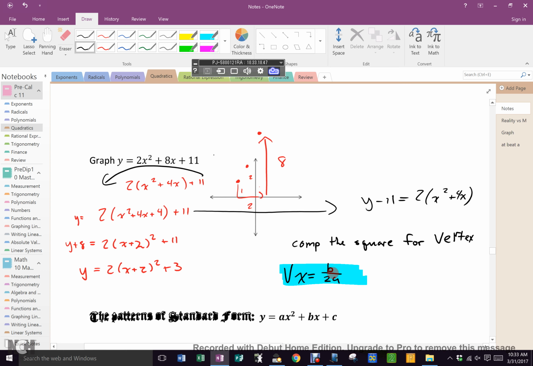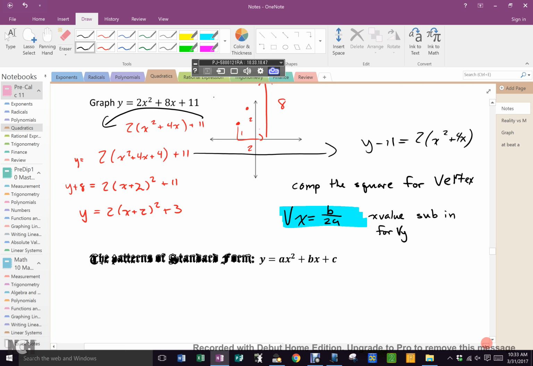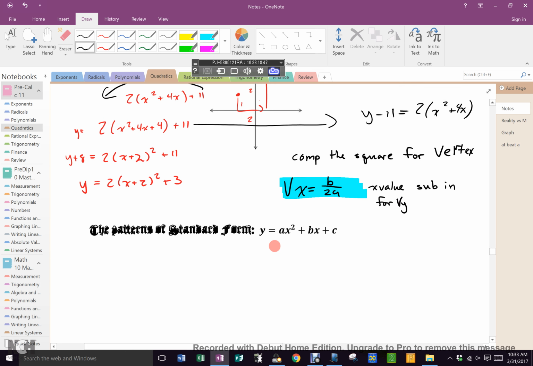Now, once you have a vertex x, that gives you an x value, yes? That you can sub back in for the y, for vertex y. Okay? I'll show you what I mean in a minute. We'll actually use it. But first I want to do a couple of pattern things here.